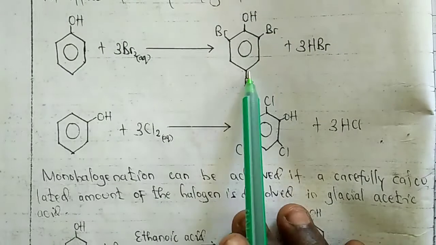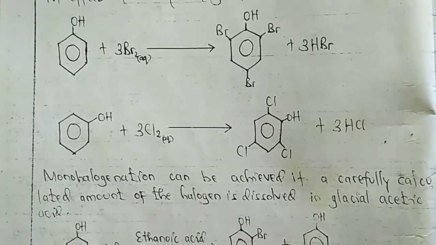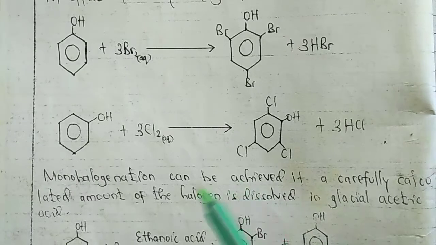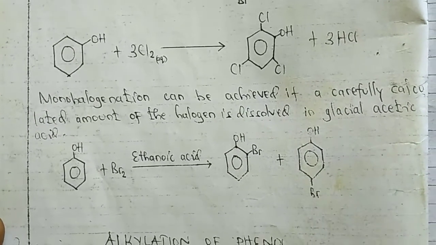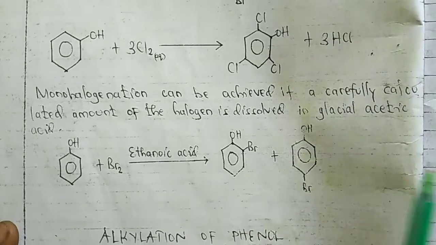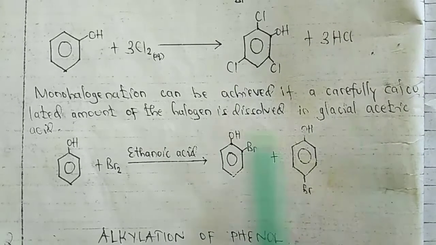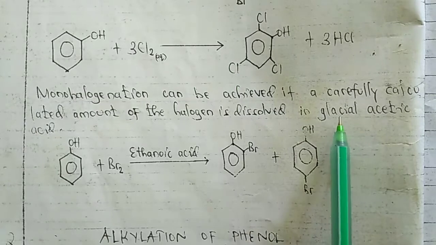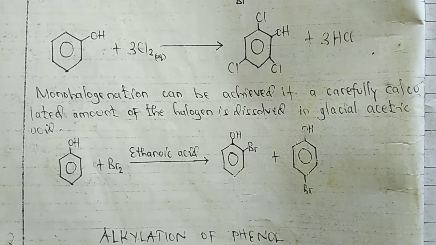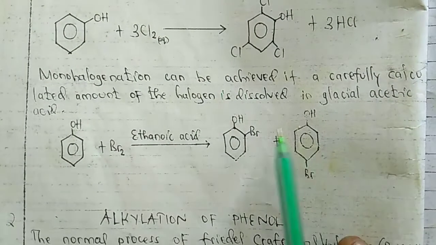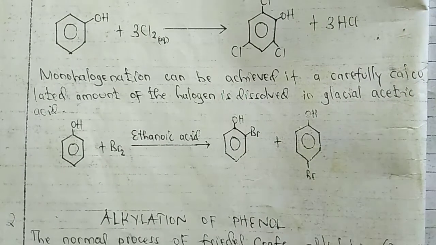We have 2 ortho and 1 para position. All of these are halogenated in this reaction. The same thing happens even in the chlorination of phenol. Monohalogenation can be achieved if a carefully calculated amount of the halogen is dissolved in glacial acetic acid. Kwa hiyo ukiweka hapo ethanoic acid ambayo inaitwa acetic acid na ukaweka small amount of bromine, unaweza kufanya mono substitution either at ortho or at para position.